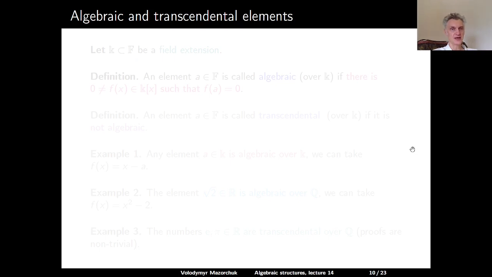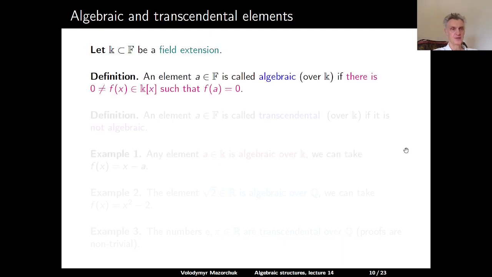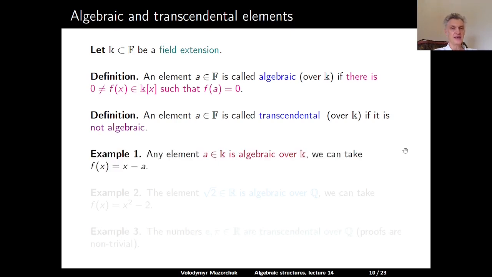Now let us talk about algebraic and transcendental elements. Let k inside f be a field extension. Definition: an element a of f is called algebraic over k if there is a non-zero polynomial f of x with coefficients in k such that f of a is equal to 0. Definition: an element a in f is called transcendental over k if it is not algebraic. For example, any element a in k is algebraic over k as we can take as our polynomial f of x the polynomial x minus a.